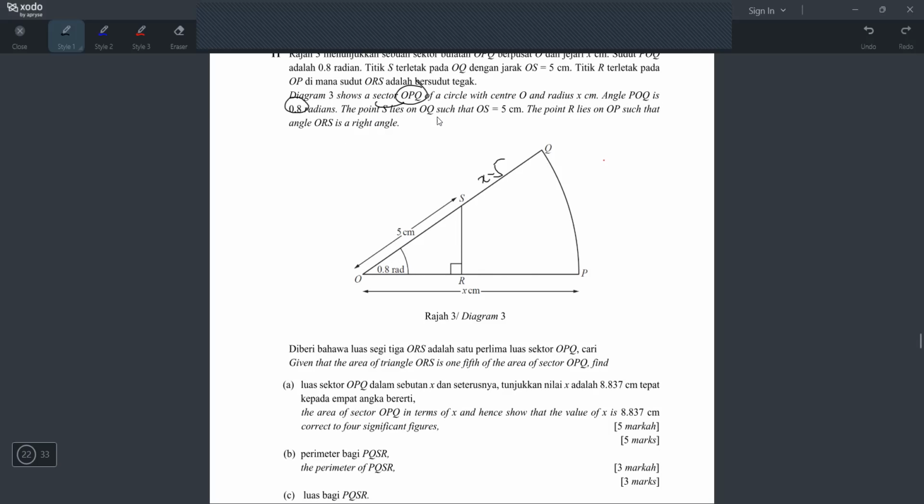The point S lies on OQ such that OS is 5 cm. We know that already. But if you look at OS, it is actually the hypotenuse of the right-angled triangle, right? Because there's a 90 degrees. And then it says point R lies on OP.